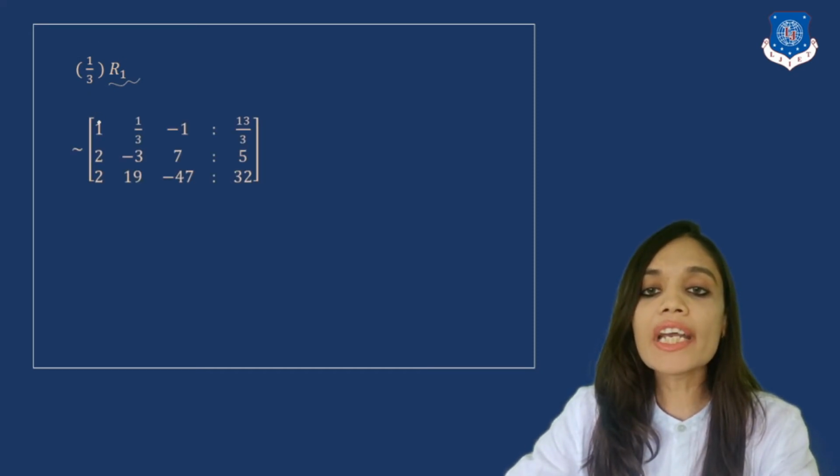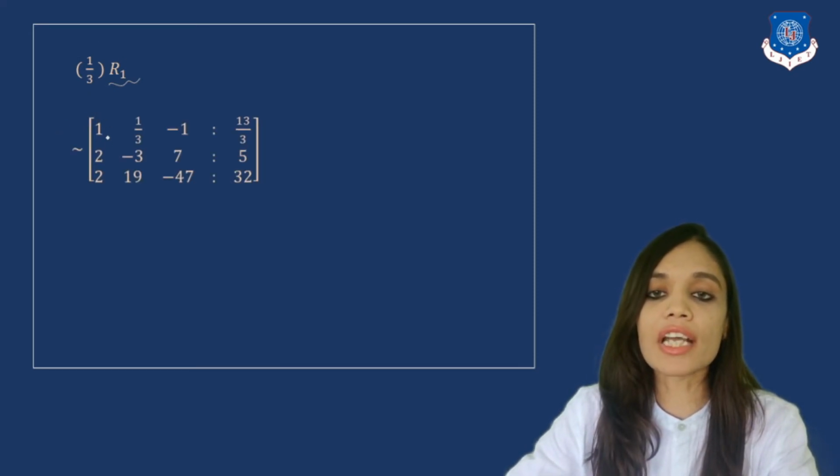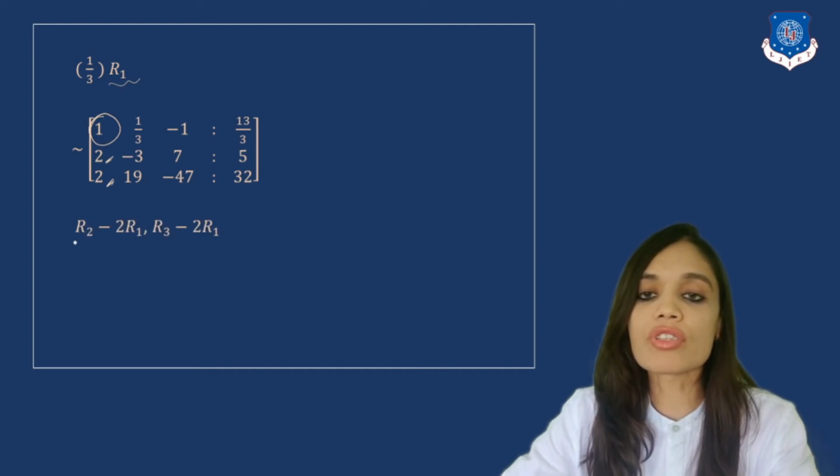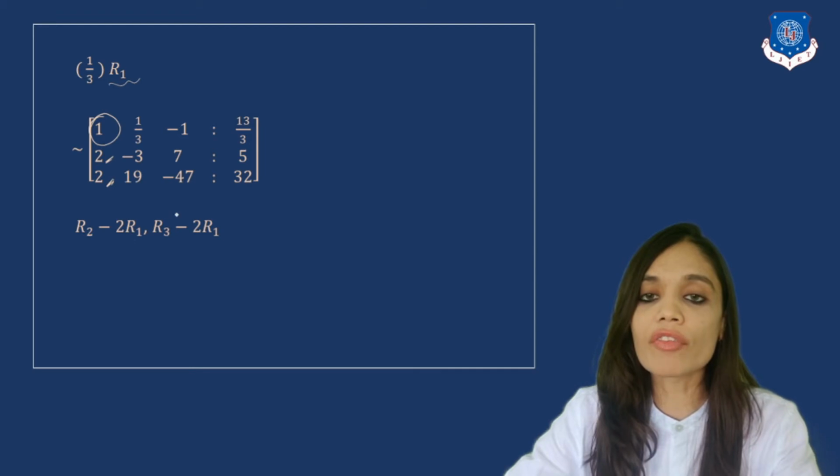So you will divide and get the following matrix, that is, the second and third rows will remain as they are and the first row will be 1, 1 by 3, minus 1 and 13 by 3. Now our next task is to form zeros at these two places, right? Using our leading one. So the operations will be as follows. They are R2 minus 2R1 and R3 minus 2R1.